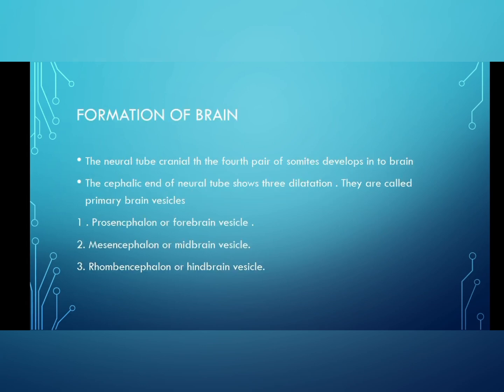Formation of brain. The neural tube cranial to the fourth pair of somites develops into the brain. The cephalic end of the neural tube shows three dilatations. They are called primary brain vesicles: prosencephalon or forebrain vesicle, midbrain vesicle and hindbrain vesicle.